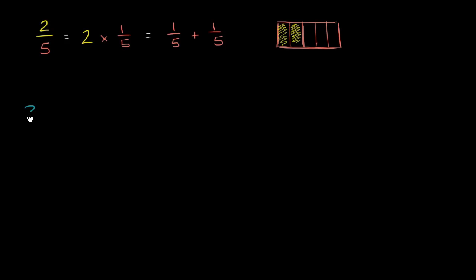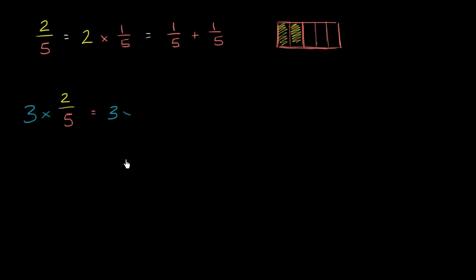Now let's think about something a little bit more interesting. What would 3 times 2/5 represent? 3 times 2/5. And I encourage you to pause this video and, based on what we just did here, think about what you think this would be equivalent to. Well, we just saw that 2/5 would be the same thing as, so let me just rewrite this: instead of 3 times 2/5 written like this, let me write 2/5 like that.